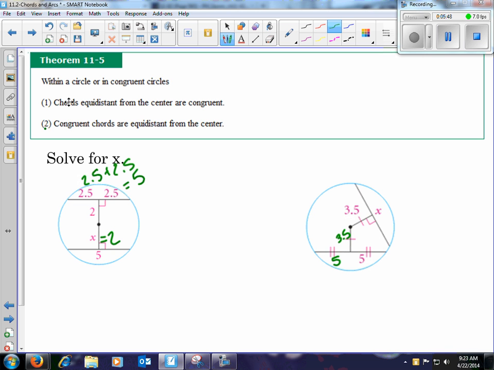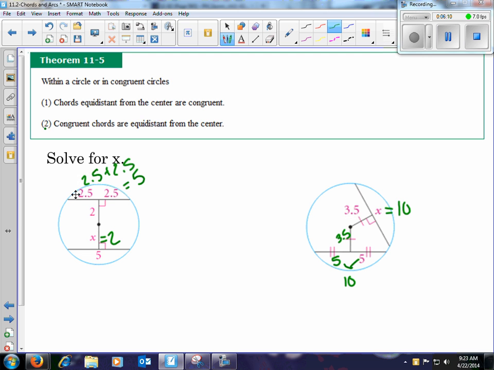So my first part says chords equidistant from the center are congruent. So the distance is equal from the center to each of my chords. So that means this chord here is congruent to this chord here. And this whole chord is equal to 10. So x has to be equal to 10.